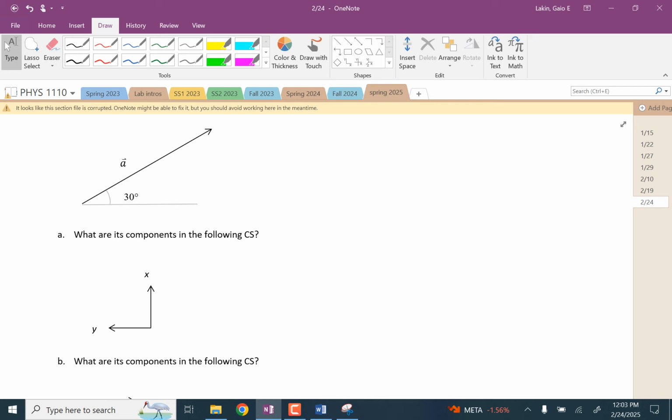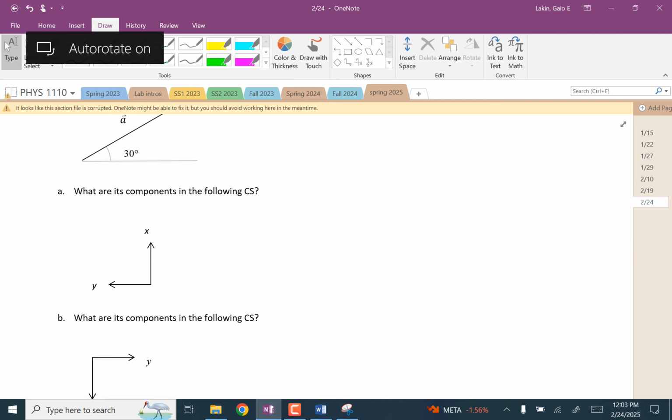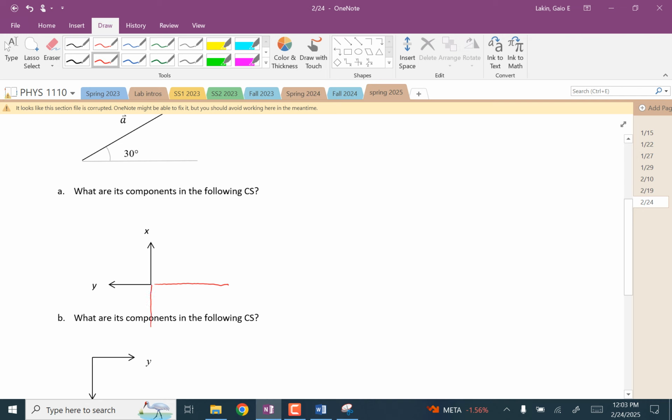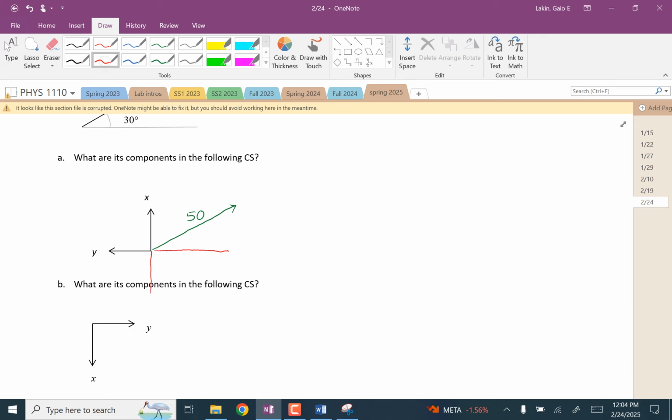So let me draw the vector on these different things. I'm going to draw in the negative y-axis, the negative x-axis, and the vector is this. Okay, and it says this vector has a length of 50, so this has a length of 50. For this one, the negative x-axis is this, the negative y-axis is this, and the vector is this with a length of 50 again.